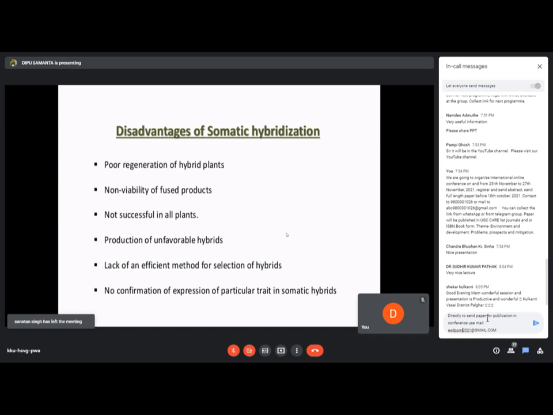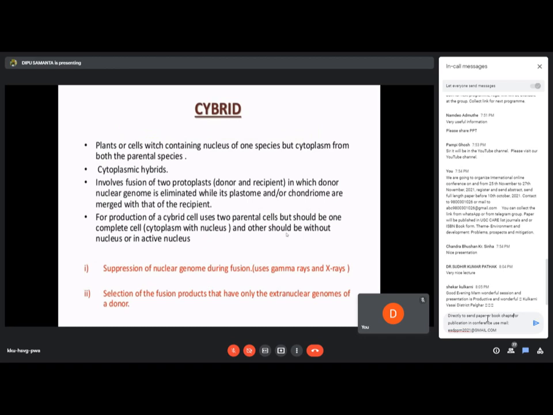Okay, now coming to the cybrid, in continuation with the protoplast fusion, one thing I have mentioned, that plants or cells containing the nucleus of one species but cytoplasm of both the parents is known as a cybrid. Cybrid means cytoplasmic hybrid. It involves the fusion of two protoplasts and the chromosomes of one parent. How can it be achieved? Suppression of nuclear genome during fusion, use of gamma ray or X-ray, and selection of those fusion products that have only the extra nuclear genomes as the donor.